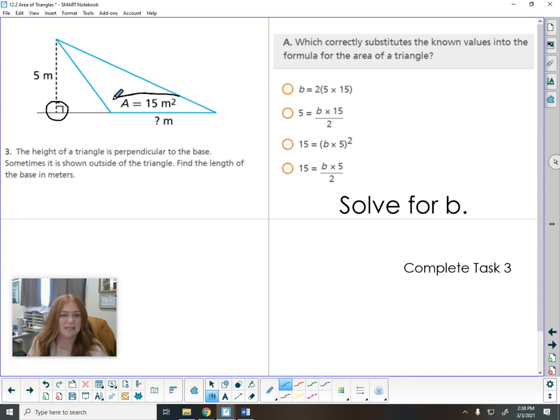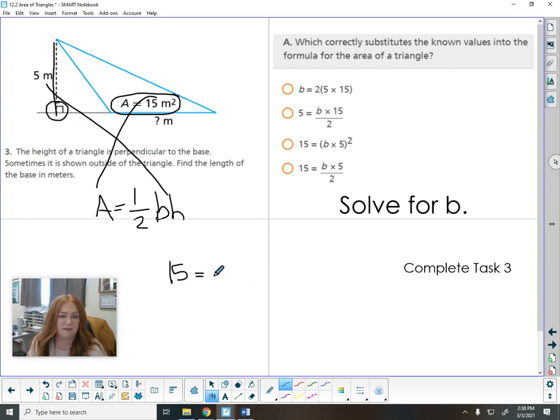This time it gave us the area. And we know the area of a triangle is half of the base times the height. So let's plug in what we know. We know that A is 15. Here's our height, which is 5. So we know the half. We don't know the base though. That's what we're looking for. And we have 5, so times by 5.